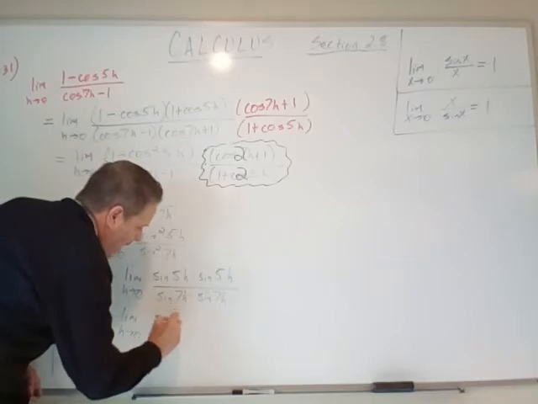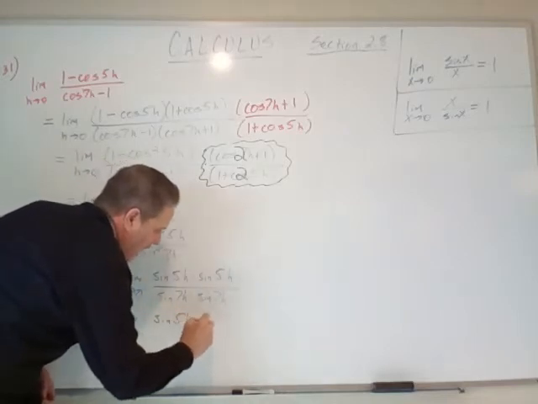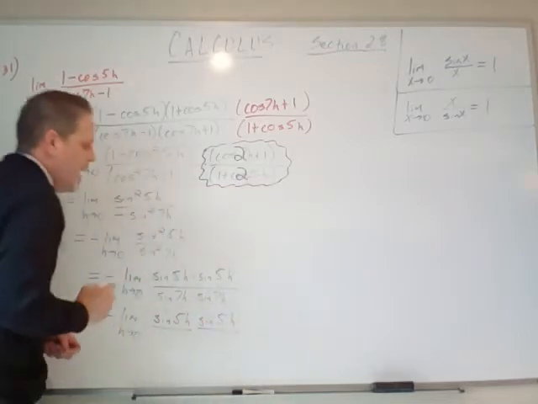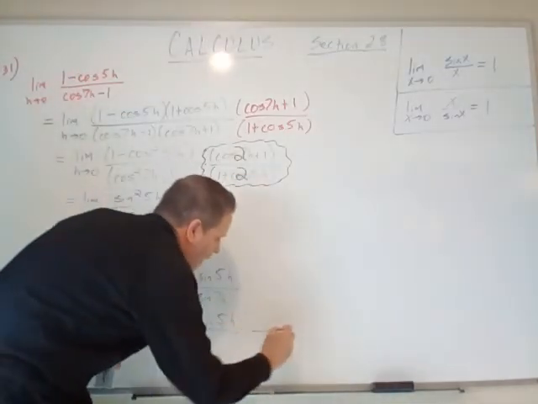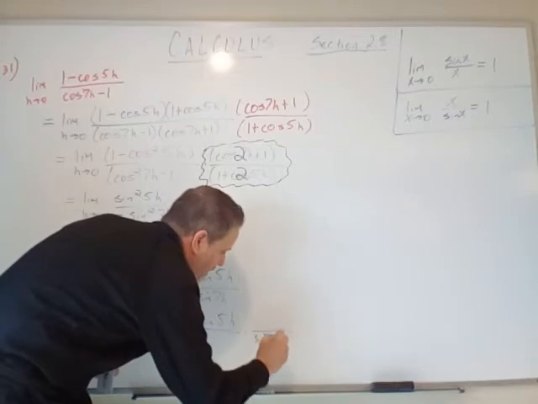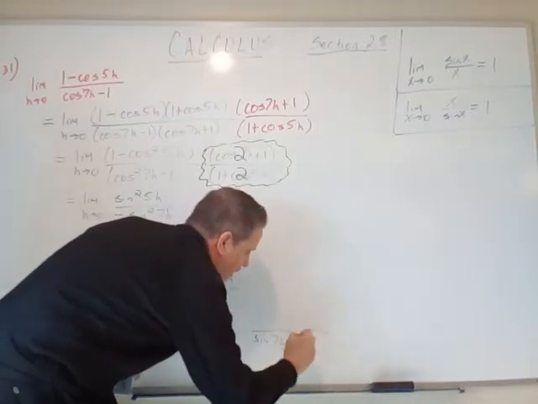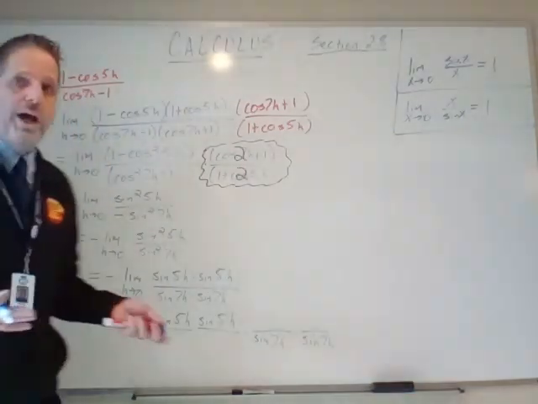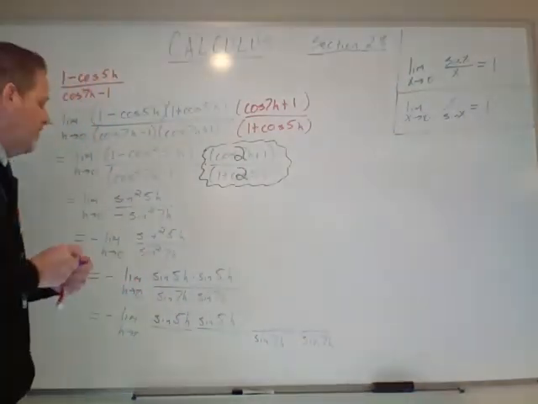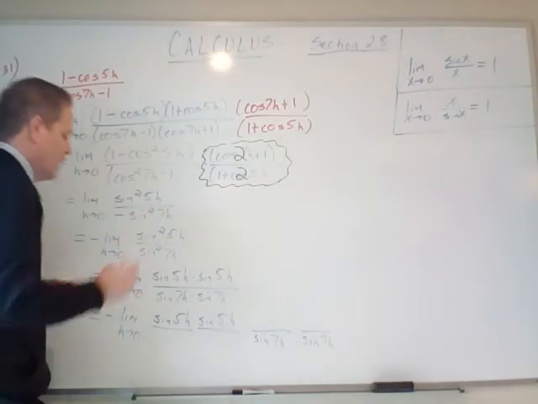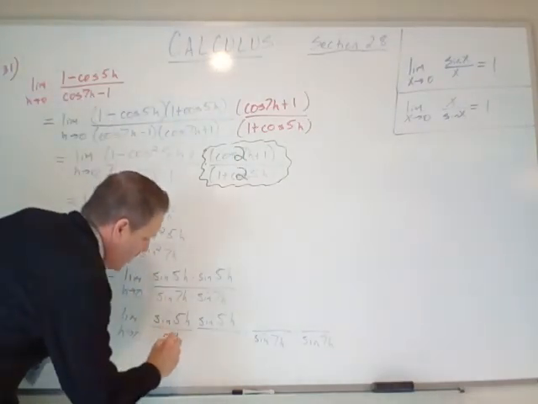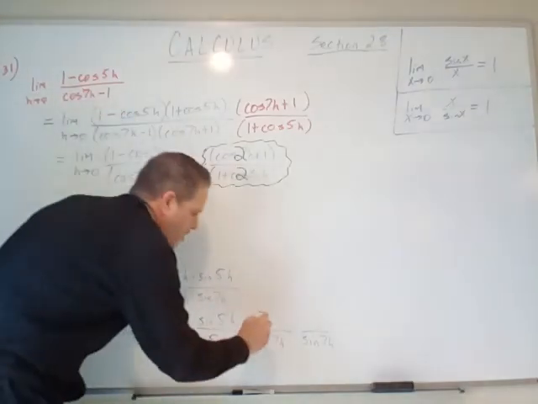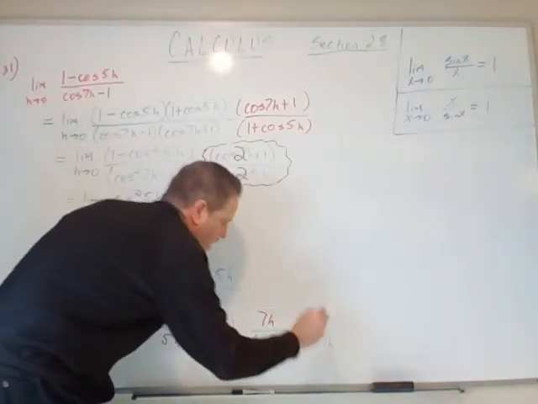I've got a sine of 5h, I've got a sine of 5h. Those are in the numerator. What do I need in the denominator? Then I've got a sine of 7h in the denominator, and then another sine of 7h in the denominator. So what do I need in the numerator? Okay, so first off, in these denominators, I've got 5h here, I've got 5h here. I need a 7h here, and I need a 7h here.